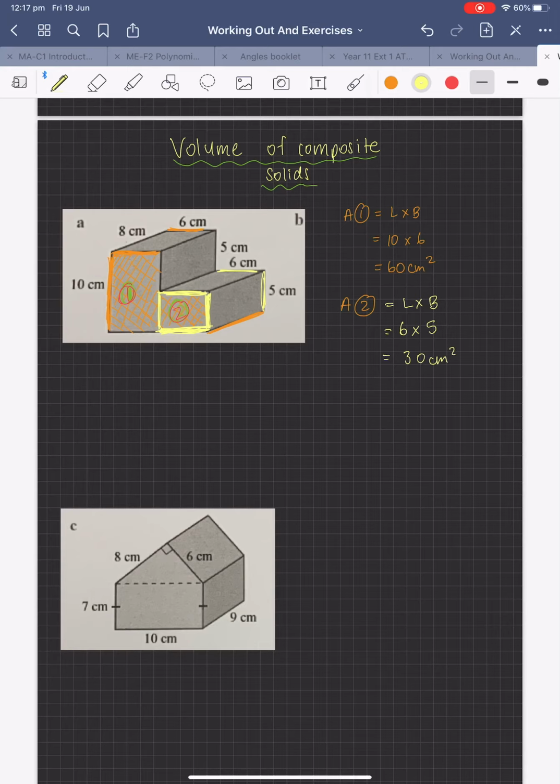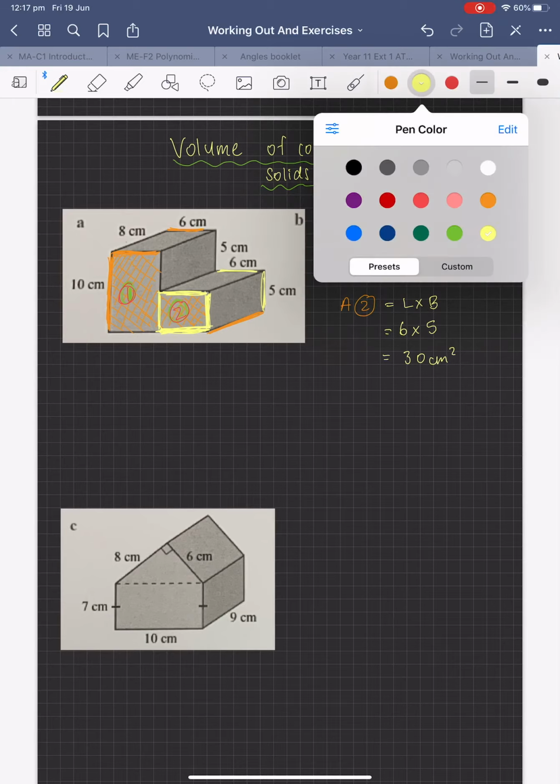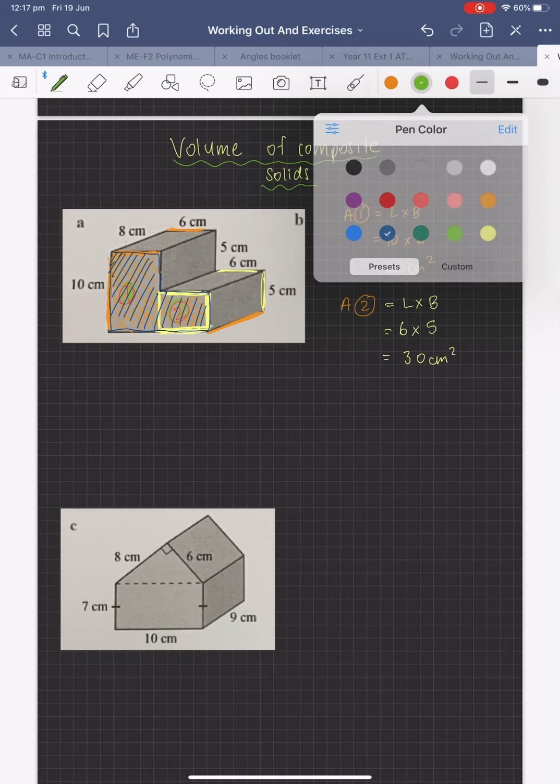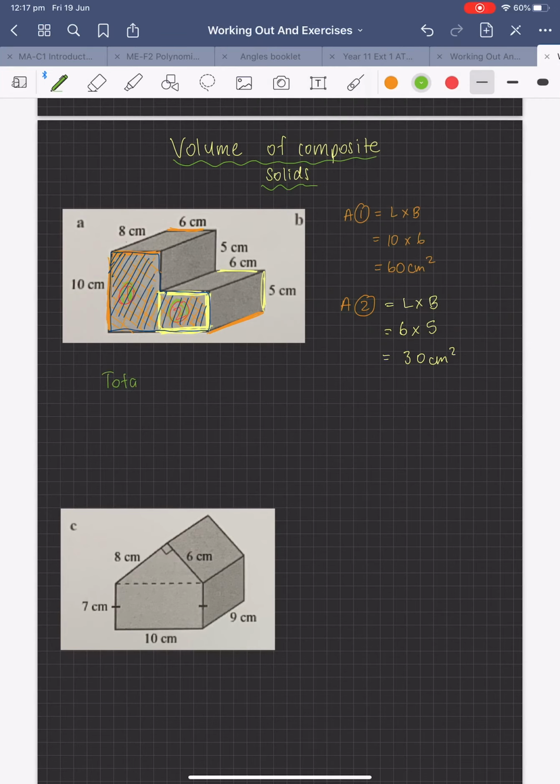The total area of the cross-section, this whole face, it was orange, now I'm coloring it blue, is going to be area 1 plus area 2. When I add them together, 60 plus 30, I get 90 centimeters squared.